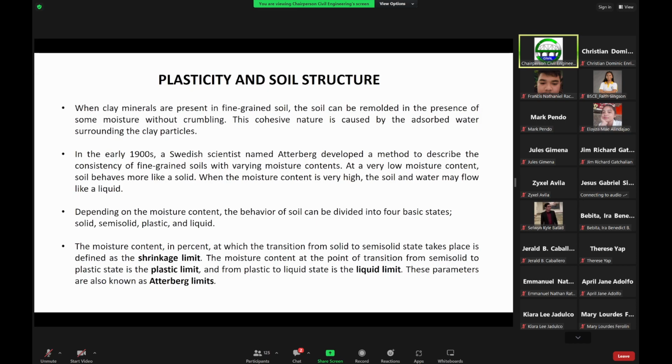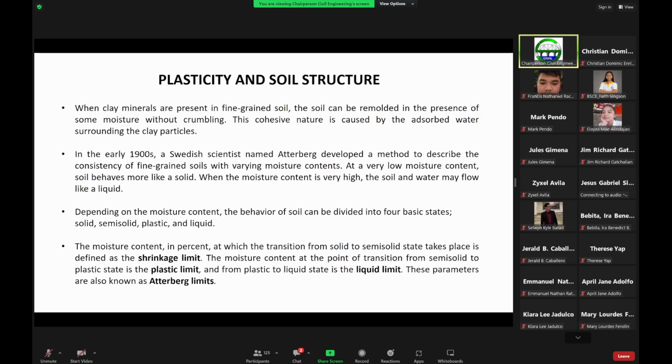especially clay. So this remolding process is basically due to the cohesive nature, which is caused by the adsorbed water surrounding the clay particles. If you recall, last time we were discussing adsorbed water within the clay particle. So because of that adsorbed water, you have this cohesive nature, especially in the clay soils.